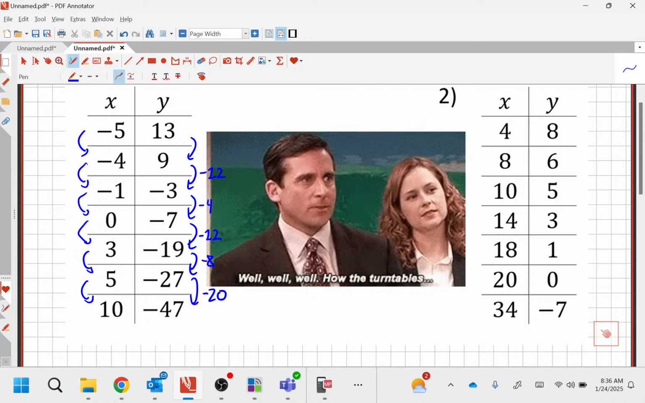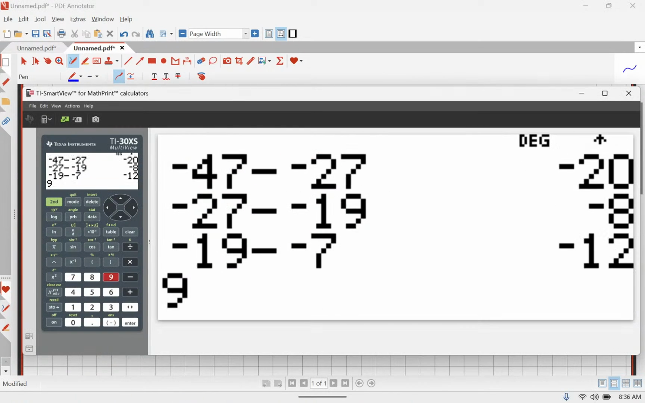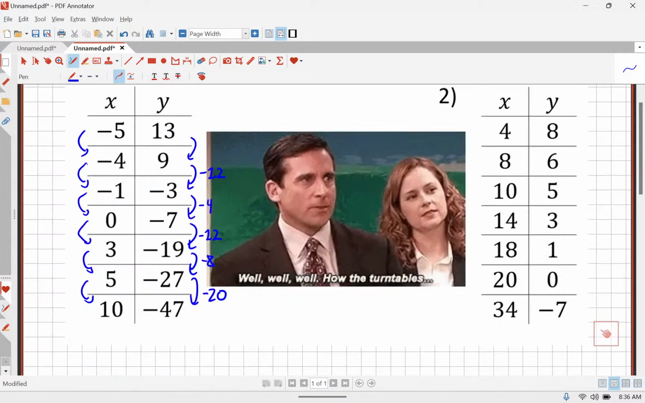9 minus 13. I don't want to do that one. Negative 4. There we go. Negative 4. Then you do the same thing over here.